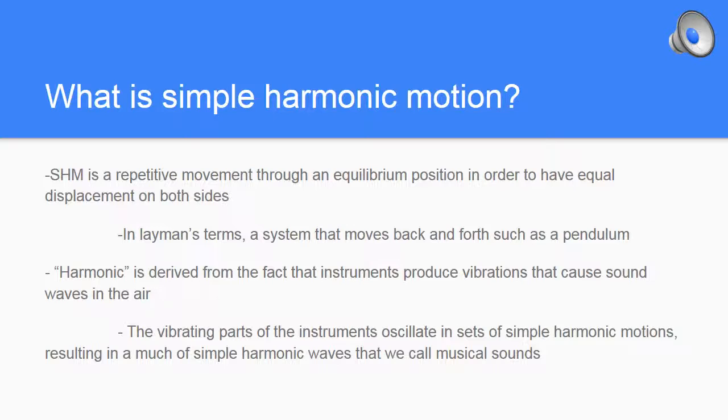Harmonic is derived from the fact that instruments, such as a guitar, produce vibrations that cause sound waves in the air. These vibrations are caused because of the simple harmonic motion oscillations, and they produce the waves that we call musical sounds.